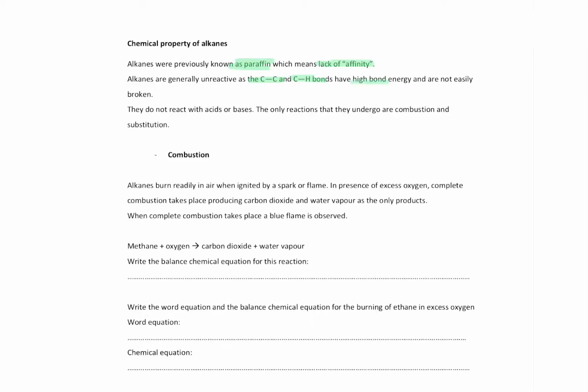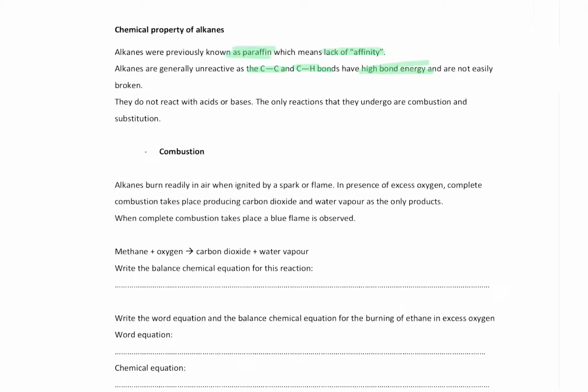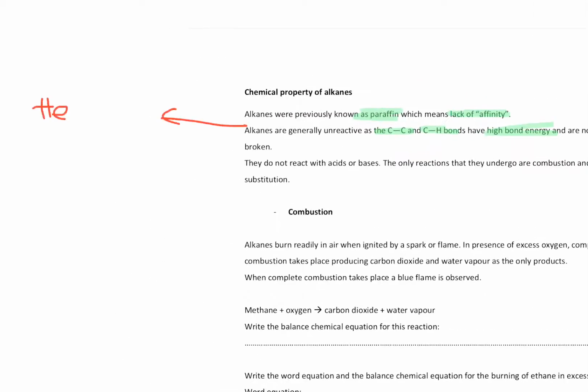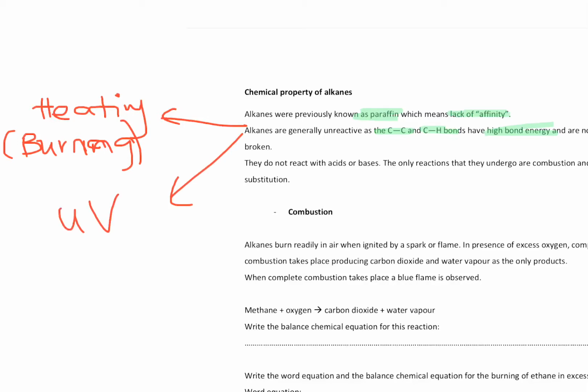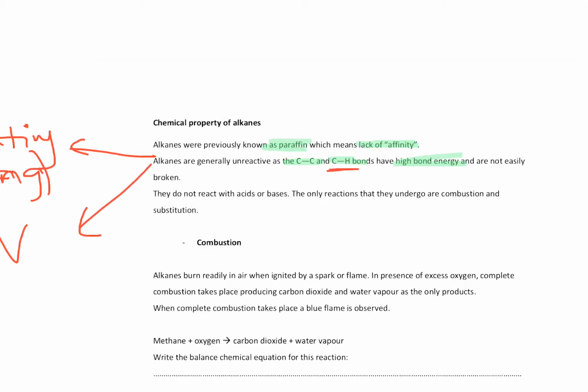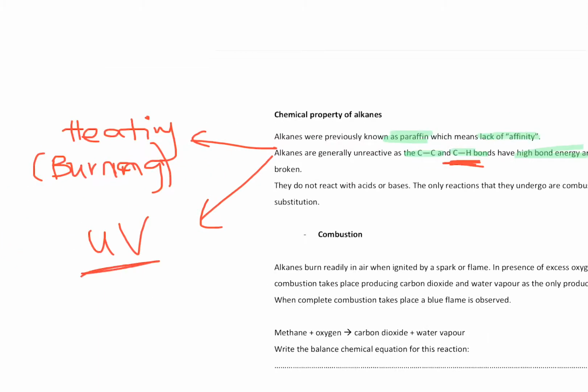These bonds have very high bond energy, which means that you need to supply a very large amount of energy to break these bonds. And there's two ways that we supply this large amount of energy. First is by heating. So this is what is going to lead to burning of alkanes. That is combustion. And the second way is by giving UV light. So this is going to cause the C-H bonds to be broken. So UV light will cause the C-H bonds to be broken, and burning is going to cause both C-C and C-H bonds to be broken.